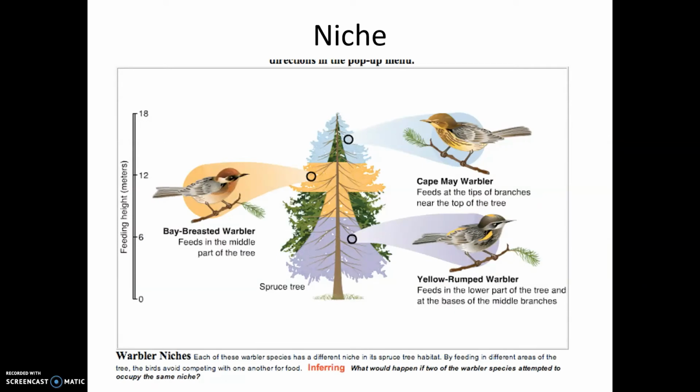Another example is this. So the habitat is then an evergreen tree of some sort here. And then we have 3 different species of birds living in that same habitat. But they have different niches, right? Because they feed at different levels in the tree. So we have one warbler that feeds at the tip of branches near the top of the tree, and we have one that feeds in the lower part of the tree and one that feeds in the middle. So even though they live in the same habitat, they don't compete for the same resources because they have different niches.